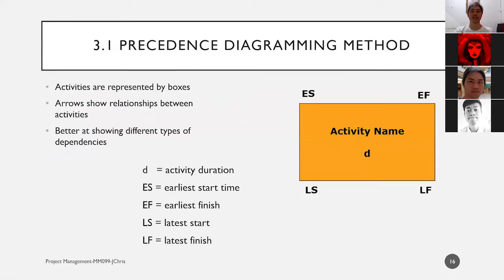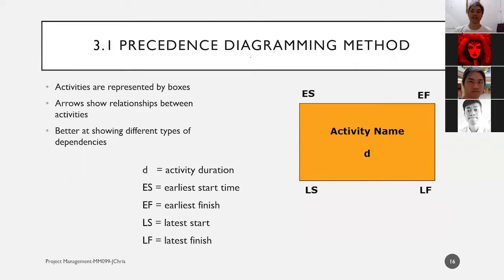Okay, let's see. This is the first one, the precedence diagramming method. The precedence diagramming method is a way to diagram the entities of a project so we can schedule it precisely by presenting activities using boxes. In each box there are 6 components. I repeat, there are 6 components.